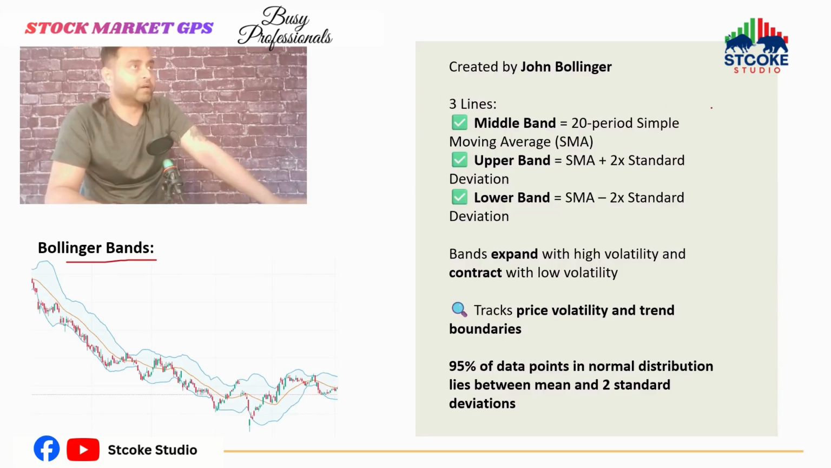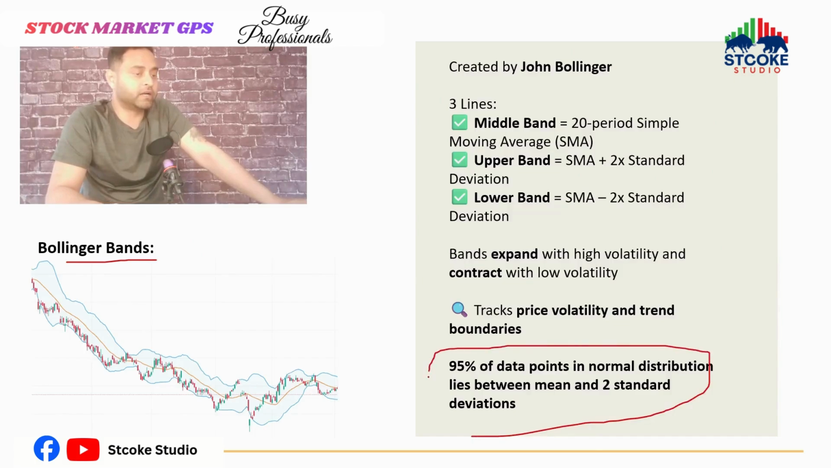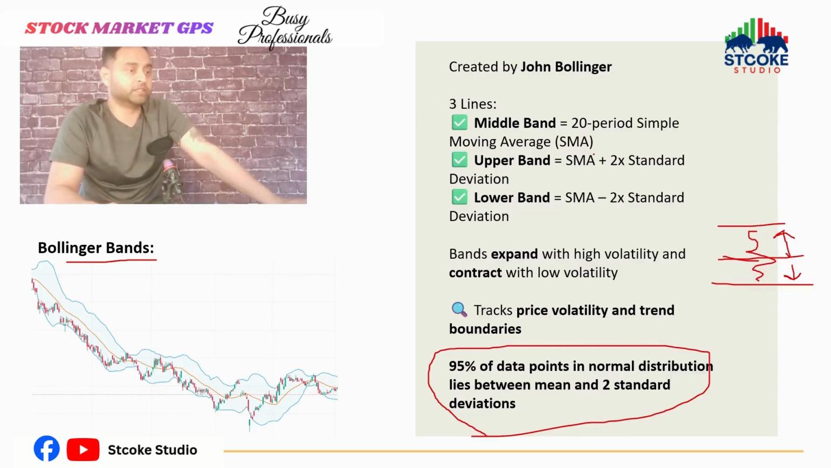So if you have already learned a bit of mathematics and statistics in your school or university, you will know this thing for sure: in a normal data distribution, 95% of data points always lie between the mean and two standard deviations. So if this is the mean of the data set, and you add two standard deviations and subtract two standard deviations, all data points will lie within this range. That is what it says. And this is the same concept for the Bollinger Band.